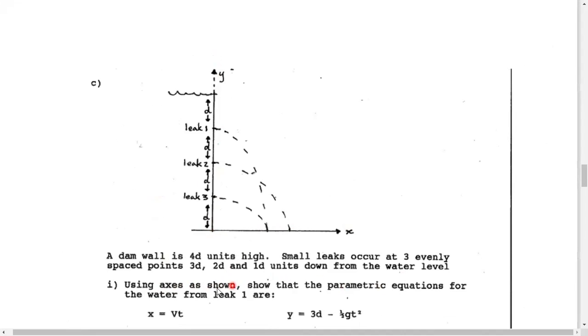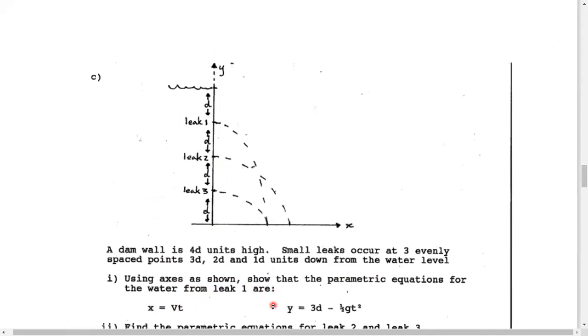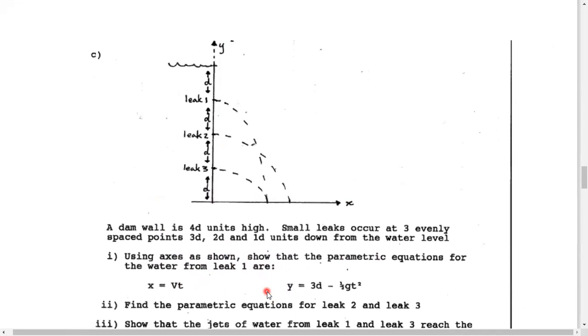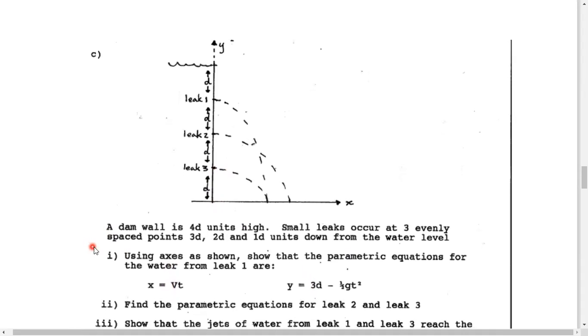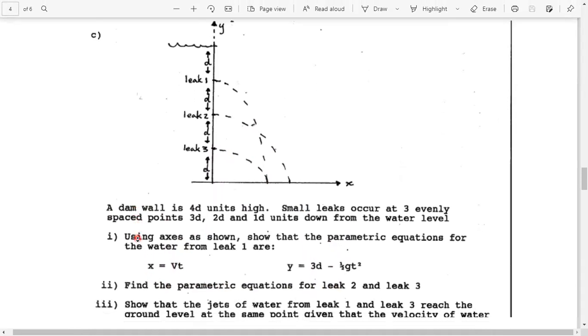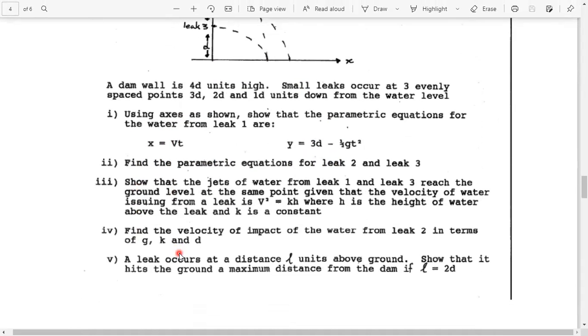Show that the parametric equations for the water leak from water leak 1 are x equals vt and y equals 3d minus half gt squared. Well, I haven't really defined what v is, but I think it should be pretty clear that that would be velocity, though they should have really defined that in the question. You should expect a proper exam paper would do that, to tell you what a letter means. Part 2 very similarly asks you to find the parametric equations for leaks 2 and 3. 1 and 2 are quite similar, so we'll do that very shortly, and then there are a few questions after that we'll look at afterwards.